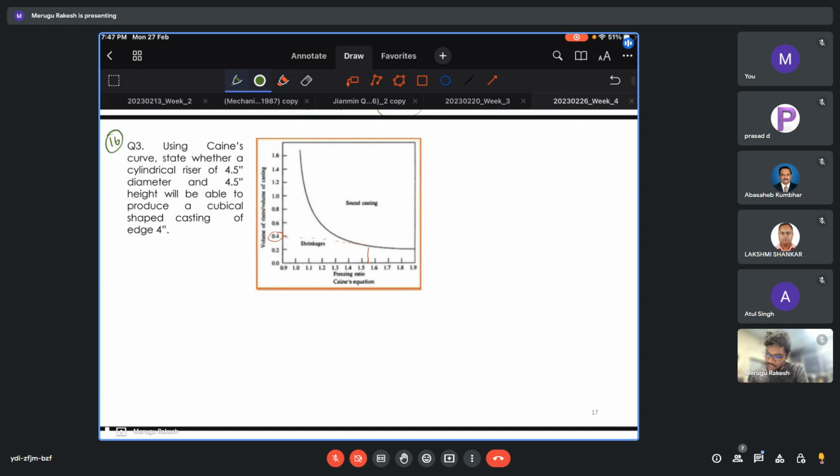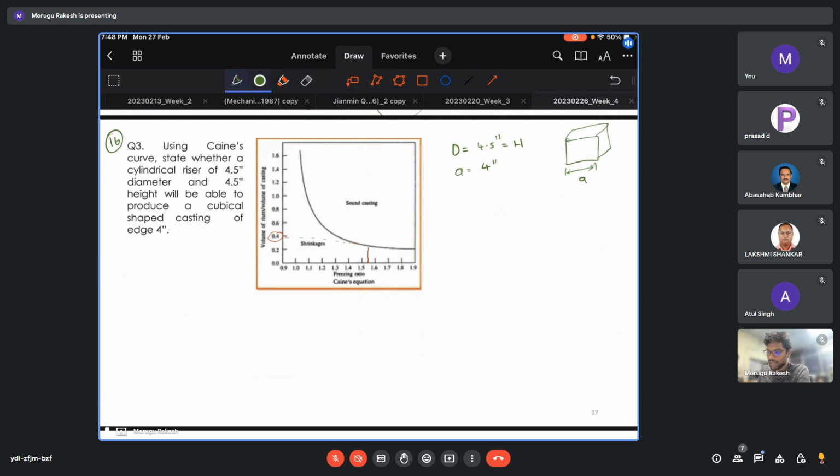Okay, let me start. In this, they have given a cylindrical riser of diameter 4.5 inches and height is also 4.5. Height is equal to diameter. Then they are asking whether we can produce a cubical casting of edge 4. So let me take A as the size of the cube, which is 4 inches. So let us see.